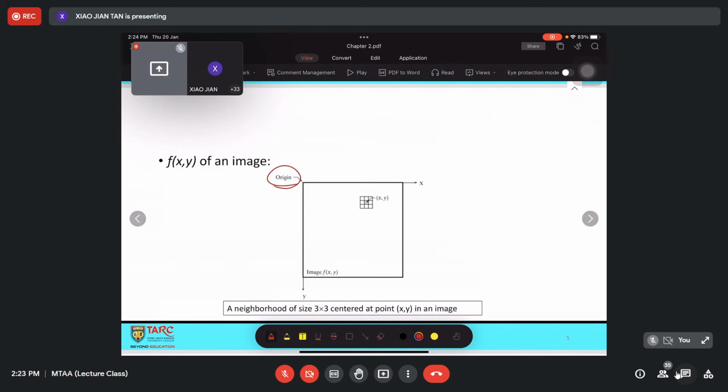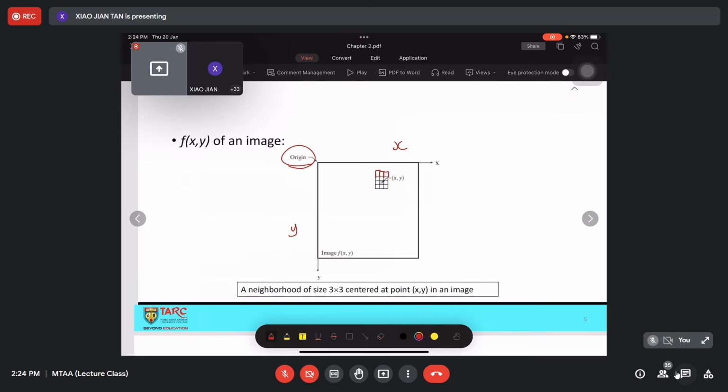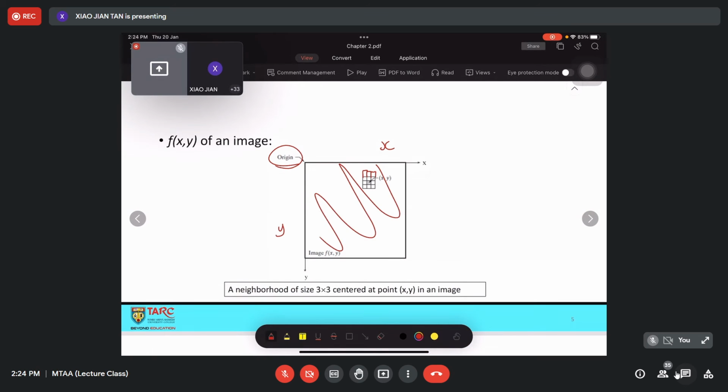That is why the origin is here. This is the origin, and then towards down here is the y-axis, and towards the right-hand side would be the x-axis. So the pixel would be a blocky shape. Actually, it's distributed all over the entire image.